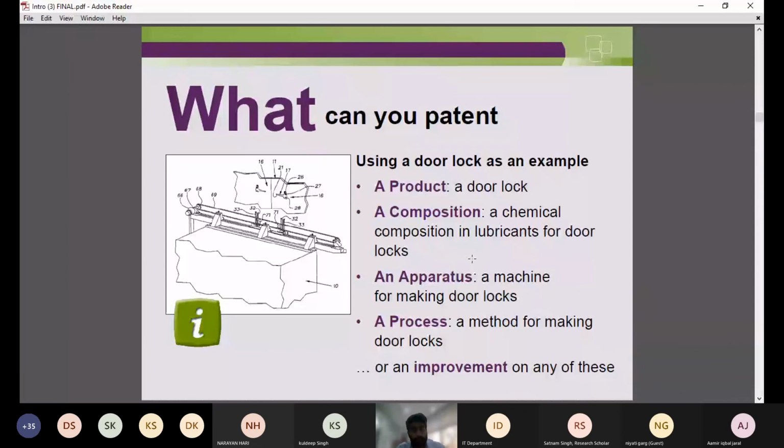Or a process for making a door lock. That means neither have you invented a product, nor a machine, rather you have invented a process. That means how to make a door lock. So if that process involves technology, then that process can also be secured under patent rights. Or we can say improvement on any of these.